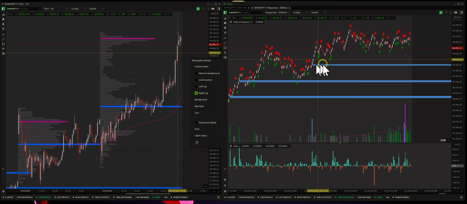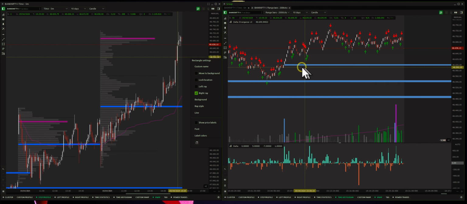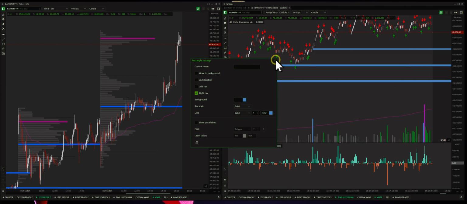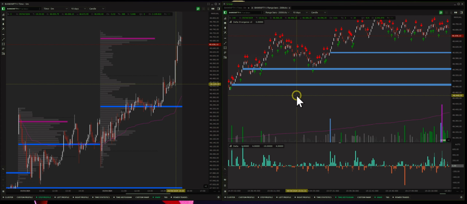Whenever this particular zone is tested the first time and you have a delta divergence, most likely this is again a higher probability trade. You will get your 2-3 boxes as your targets. So this is the next step in adding more information to the strategy we just discussed.